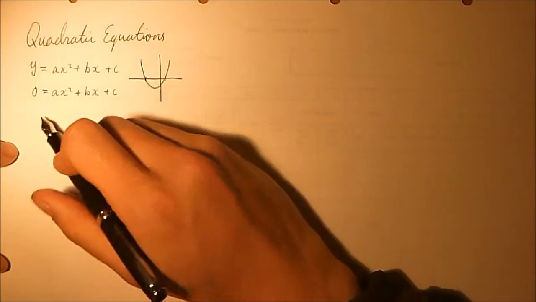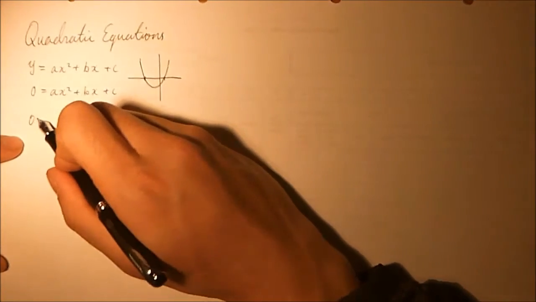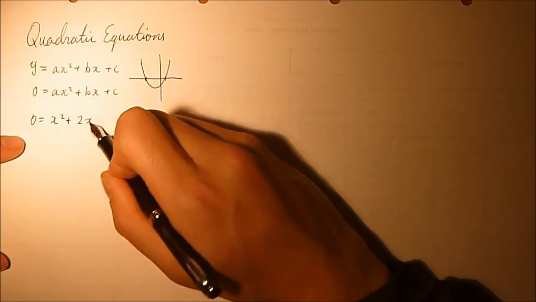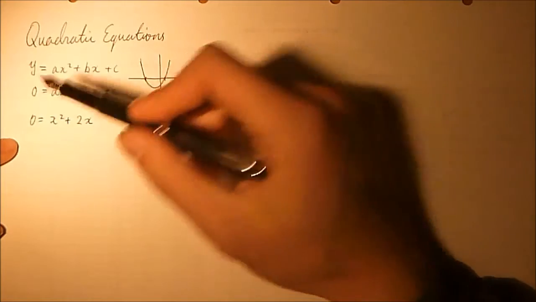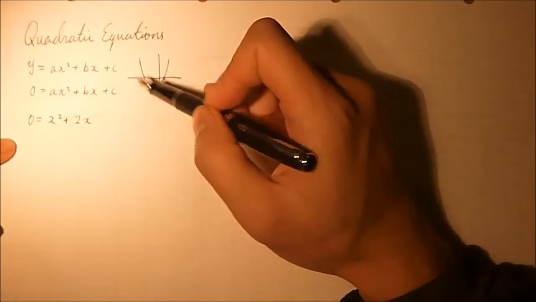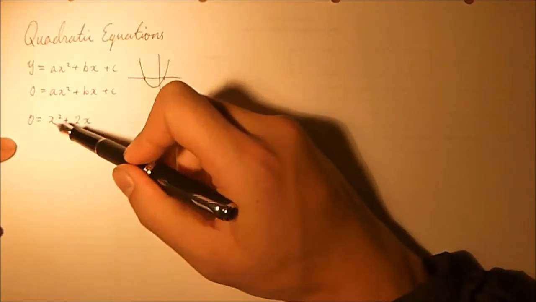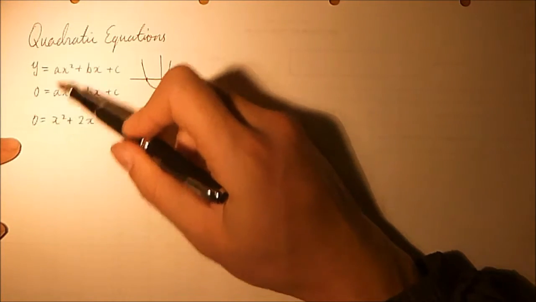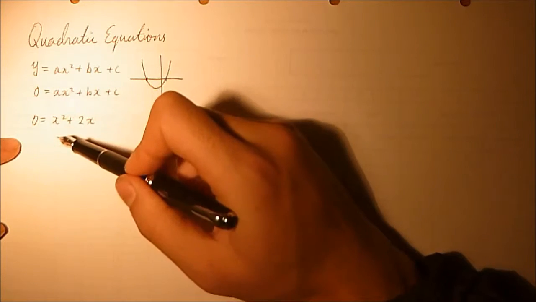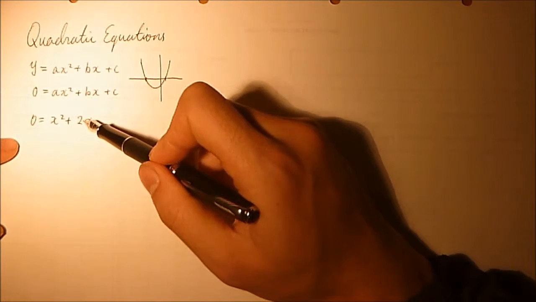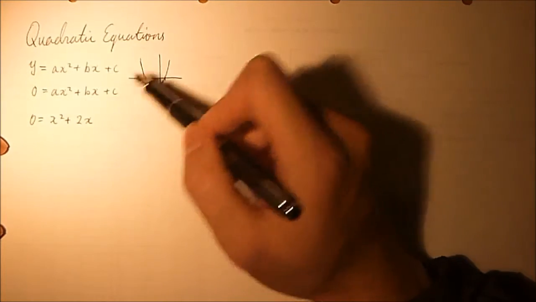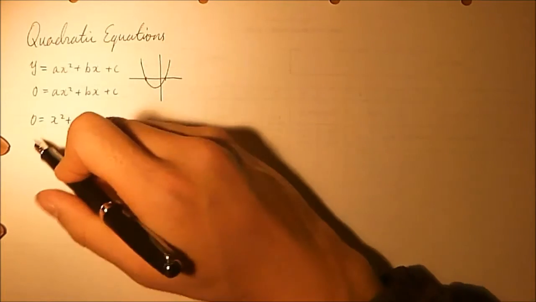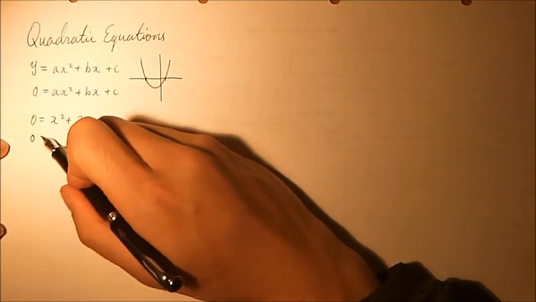So let's try an example. Let's have a simple one. 0 equals x squared plus 2x. In this rather simple example, y is 0, so we're looking for something on the x-axis. The coefficient of x squared, the first term, is 1. So in this case, a is 1, b is 2, and c is 0. That's a very simple form. Now, we just have to factorize this.